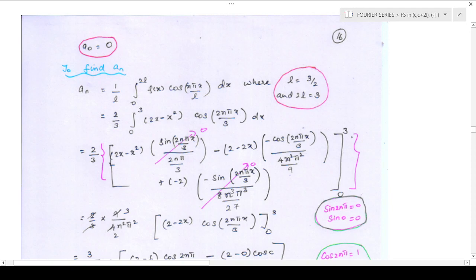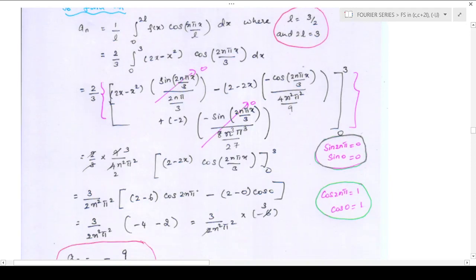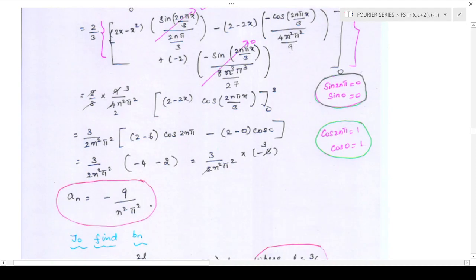Here if you apply 3, upper limit as 3, x is 3, so the 3 will get cancelled. It will be sine 2n pi. If you substitute 0, sine 0 will be 0. So the first and last terms will be 0. You have to apply the limit only for the second term. So apply 3, that is upper limit 3 minus lower limit 0. You are getting the term like this. So your an is this.